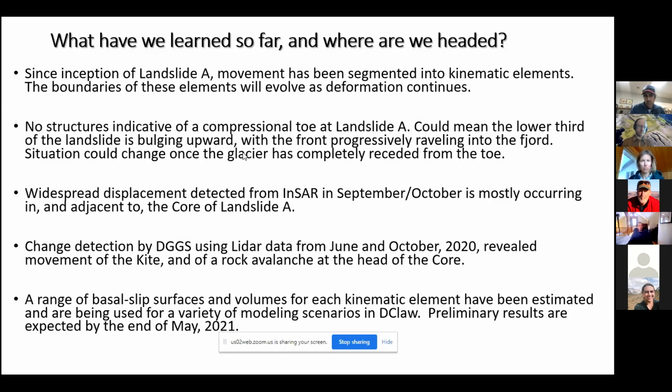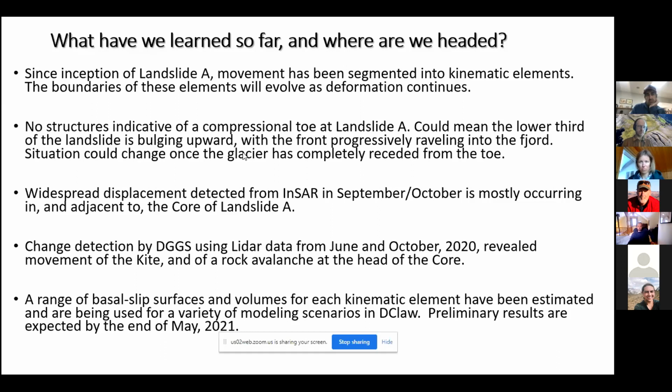Widespread displacement detected in InSAR is mostly occurring in and around the core of landslide A. And then DGGS did some nice work last summer comparing LiDAR data sets from June and October. And that caught some great movement of the kinematic element called the kite. And then they detected a large, rapidly moving rock avalanche at the head of the core.